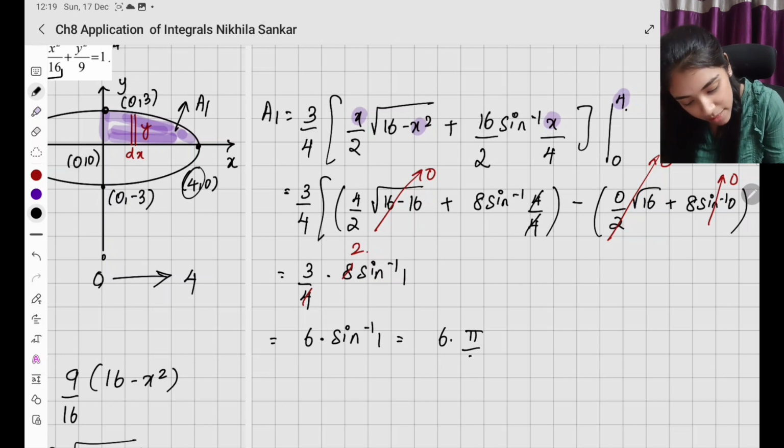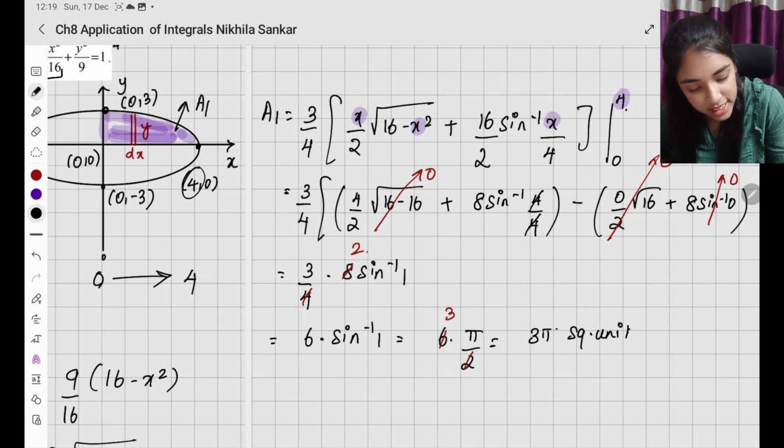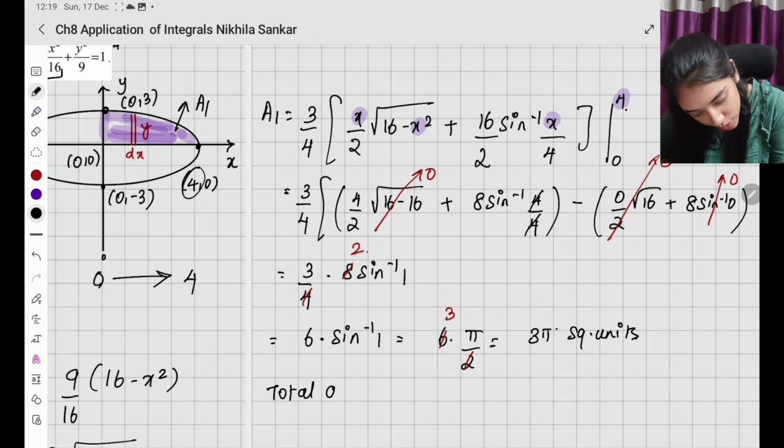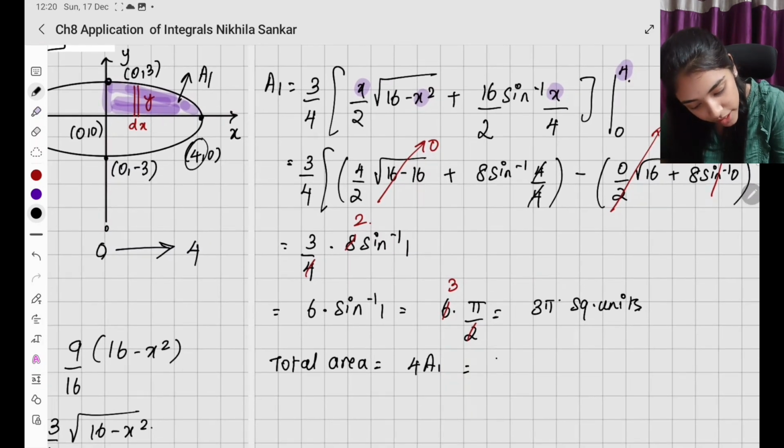So 6 times pi divided by 2. Here I can cancel the 2 and the 6, which will become 3. So I have 3 pi square units. But what is this? This is the area of one shaded region A1. So the total area is going to be 4 times A1, which is 4 into 3 pi, which is 12 square units.